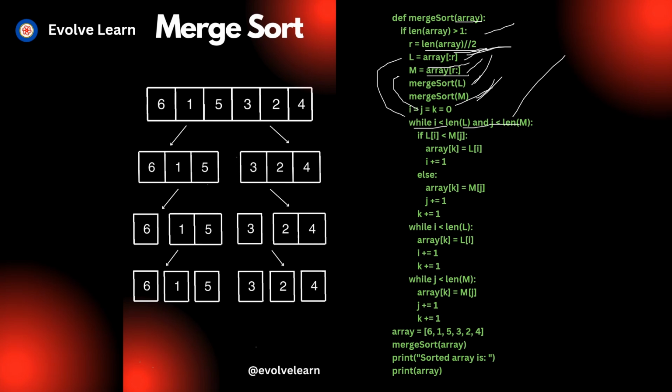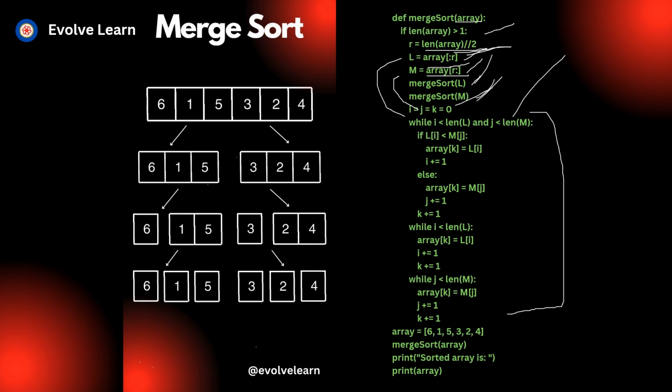Here in this condition, we are checking whether the index I is less than the length of L and J is less than the length of M. And here, and is a logical operator which is used to check if both conditions are logically true or not. Only if it is true, the while loop begins. And this following block is the merge part of the merge sort algorithm.